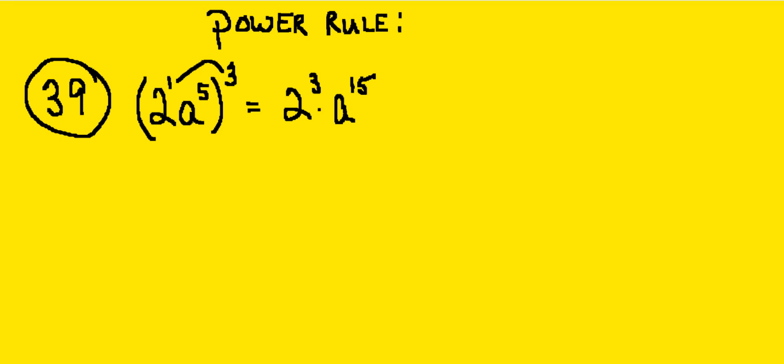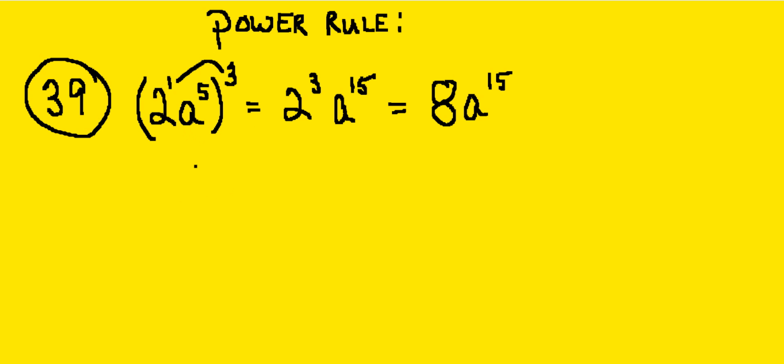Okay, and then I'll evaluate 2 to the 3rd, which is 2 times 2 times 2, which is 8, and then the a to the 15th is going to stay, a to the 15th. Okay? Remember our power rule, what it's stating, and why we can do this.